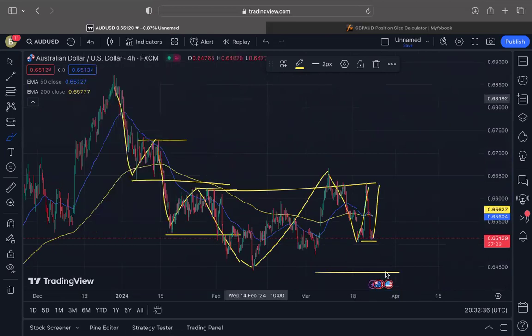Or another scenario, we wait for the break of this previous structure level. If market goes down below this level, we wait for the pullback and then we start to sell. So one thing about trading, I used to tell traders, the market doesn't go down forever and the market doesn't go up forever.